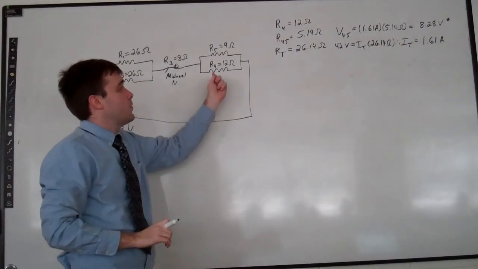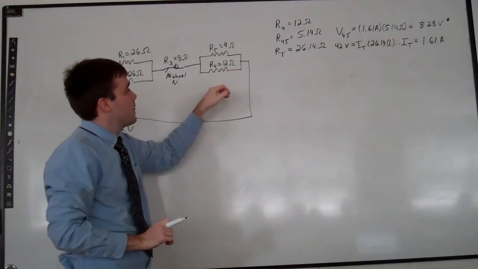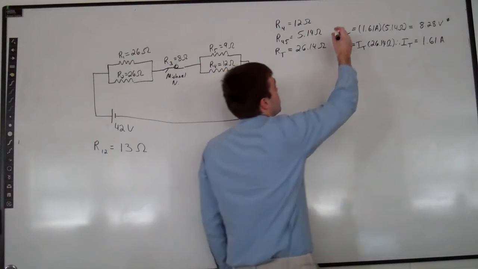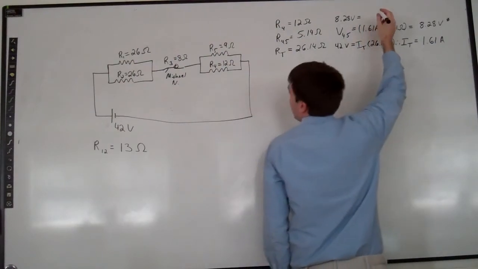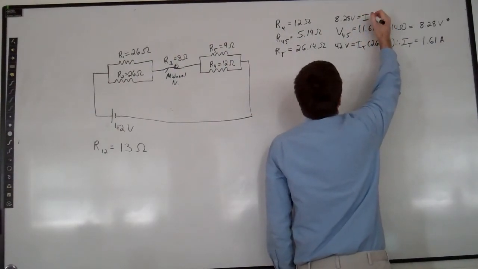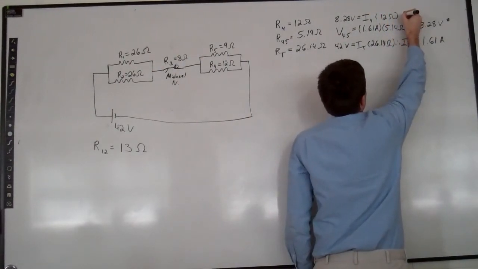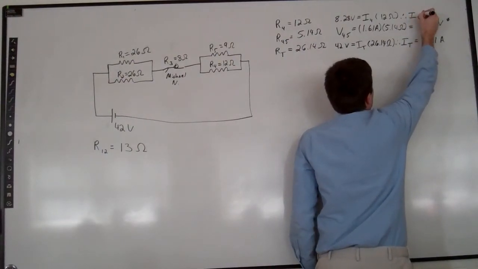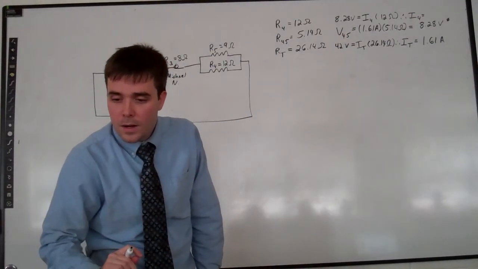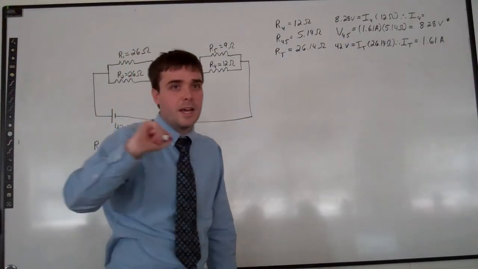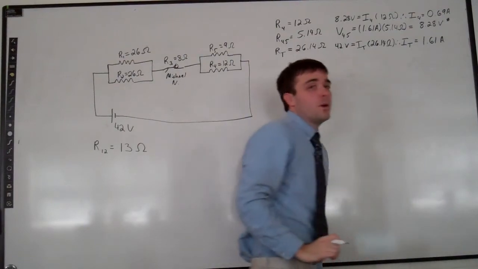Last step, we need to find the current through R4. So we've got to use the voltage across R4, which is 8.28, and its resistance to find the current. So we do 8.28 volts equals I4 times 12 ohms. And what's the current through 4? Is it 0.92? Should be 0.69. Okay, what is it? Alright, any questions on that one?